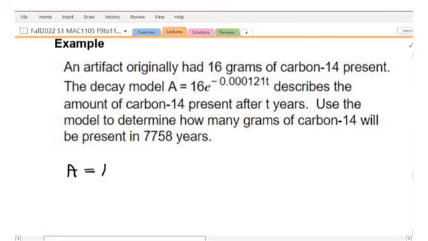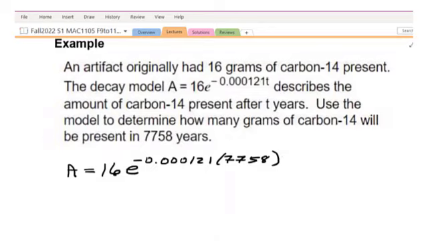That's just to see if you can find this number on your calculator. 16e to the negative 0.000121 times 7,758. So once again, I'd like everyone to please give that a shot with your calculator.